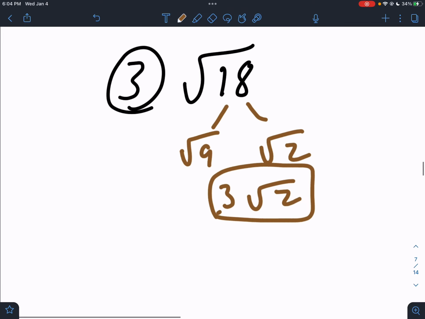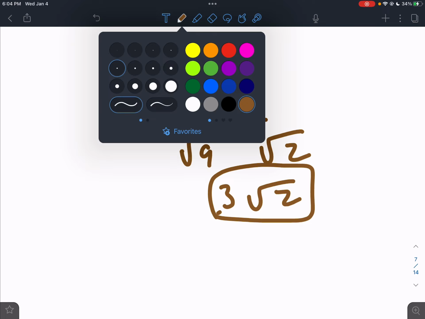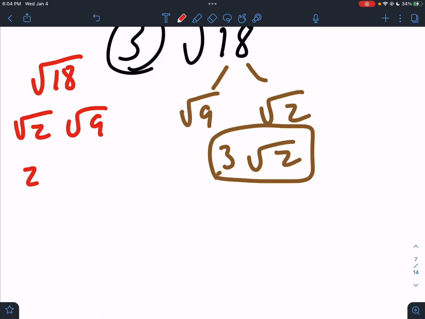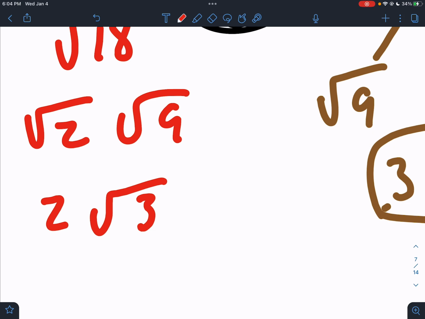Just a little piece of advice. I see this pretty often. Happens every year. Someone does root 18 and they break it up into root 2, root 9. They put root 2 first and root 9 second. And then they tell me the answer is 2 root 3. I see this really often. It's just the way our brains are wired some. Like we know this is 3 and we have the 2.